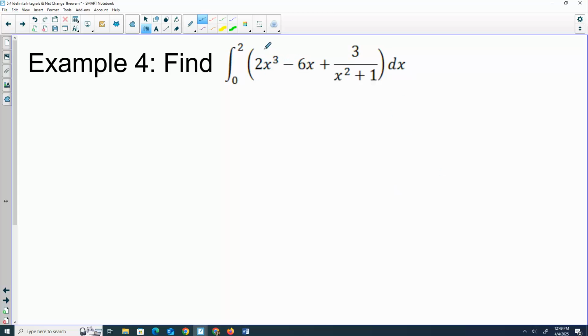Okay, so let's start with the 2x cubed. What's the antiderivative of 2x cubed? 1/2 x to the 4th. Minus the antiderivative of 6x, 3x squared. Okay, this one. This is like 3 times 1 over x squared plus 1.